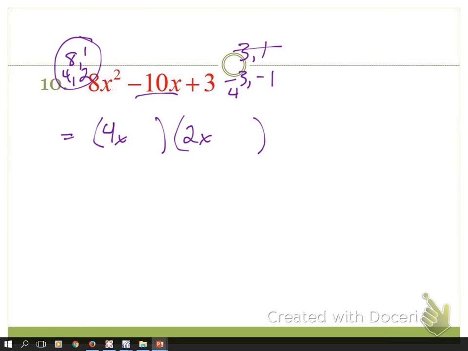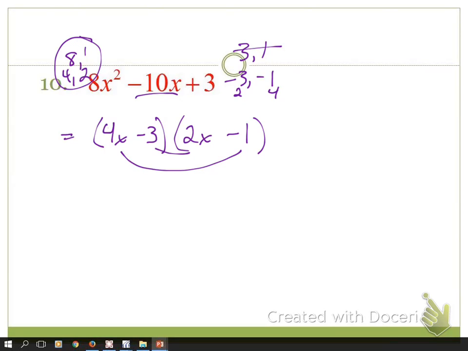4 times negative 3 is negative 12. 2 times negative 1 is negative 2. Negative 12 plus negative 2 is negative 14, and that does not work. So we try 2 times negative 3 is negative 6. 4 times negative 1 is negative 4. That gives us negative 10, and that's it. So at the ends of our smiles, we need to link the 4 and the negative 1, the 2 and the negative 3, and then we have it factored. 4x minus 3, 2x minus 1.